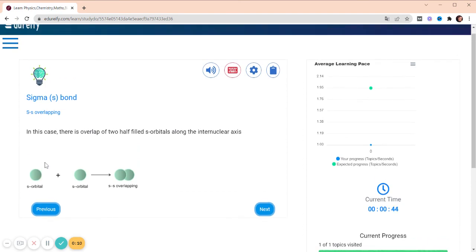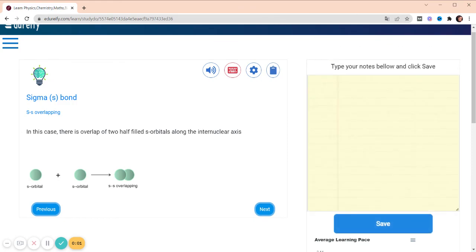Once you are done with the particular topic, just click on the next tab and move to another topic. And if you want to make any notes, just click on note and get it saved.